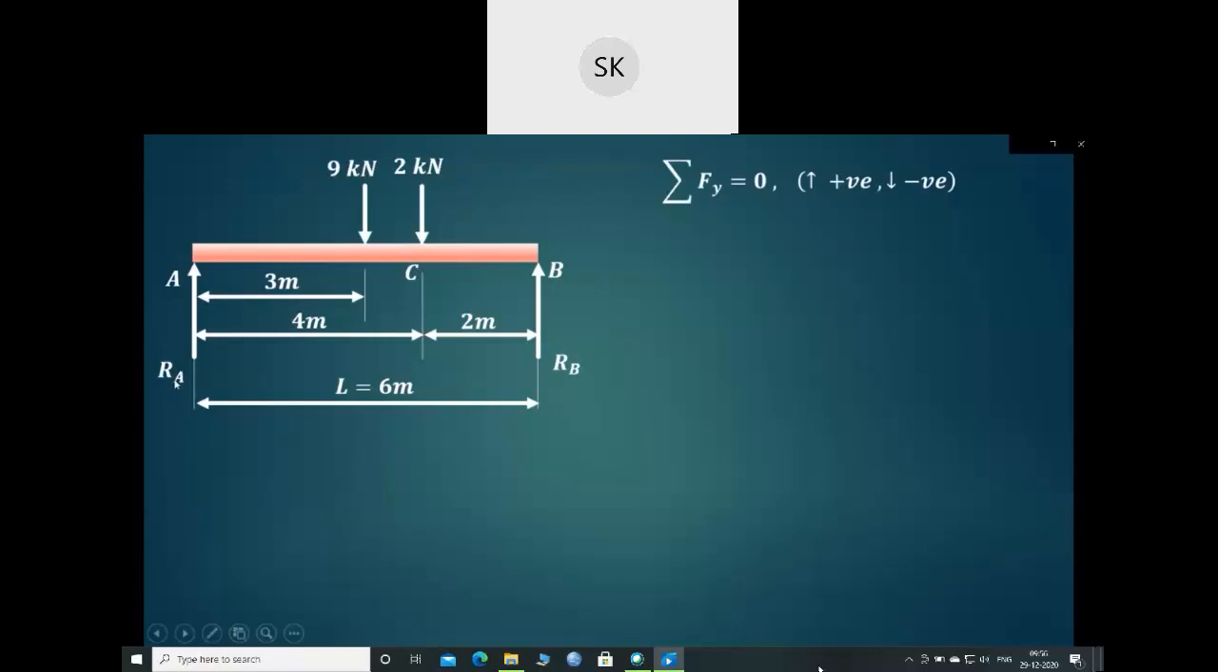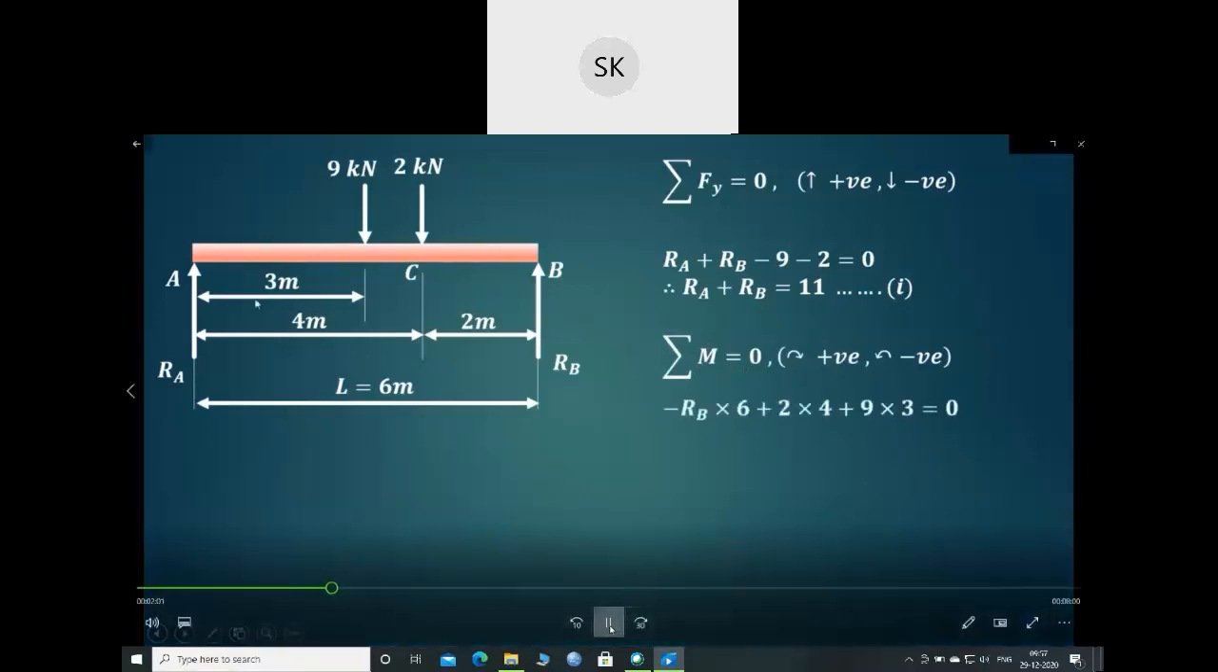Now we'll find out these reactions Ra and Rb. The first condition of equilibrium is summation of forces in y direction is equal to 0. Upward forces are considered positive, and downward forces are considered negative. Ra and Rb are acting in the upward direction, so they are positive. This 9 kilonewton and this 2 kilonewton load are acting in the downward direction, so they are negative. So Ra plus Rb is equal to 11 kilonewton. Now we'll take summation of moments equal to 0, clockwise positive and anti-clockwise negative.